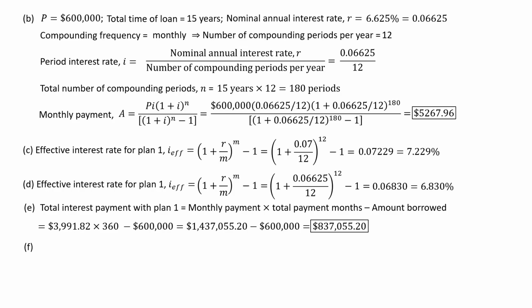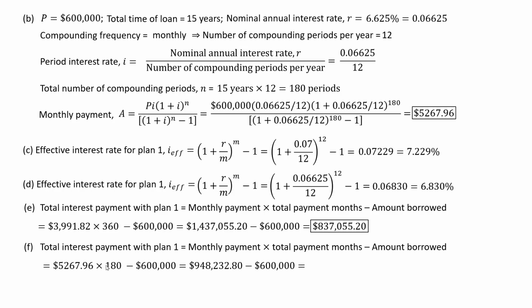Okay. For this, you're paying $348,232.80 extra just on interest. Of course, over a period of 15 years, however, that's the extra you're paying. Cool? All right. Then we'll go to continuous compounding.